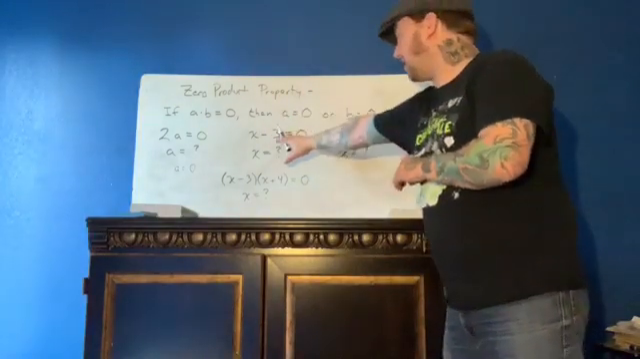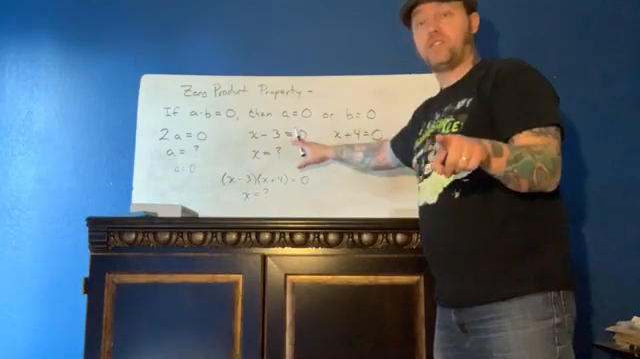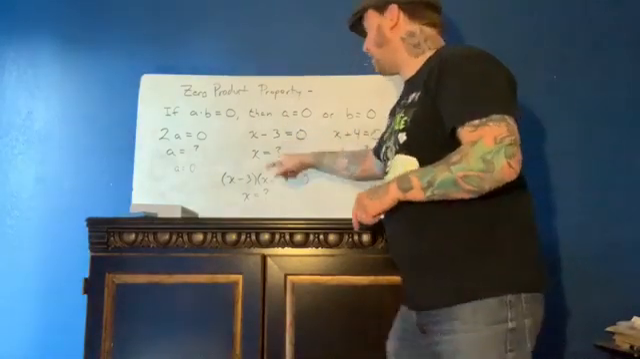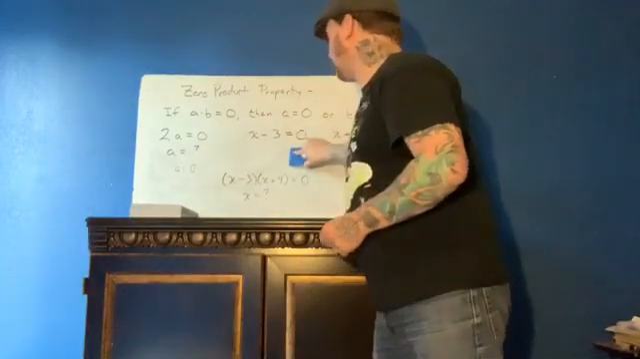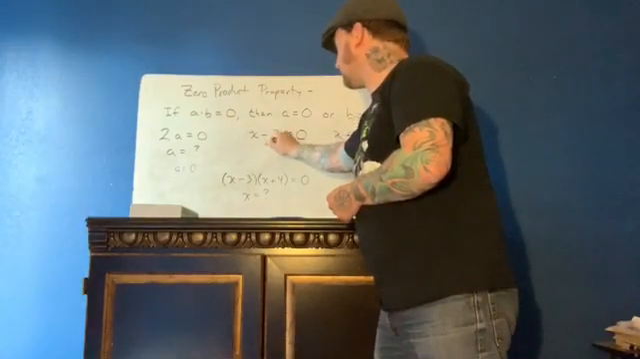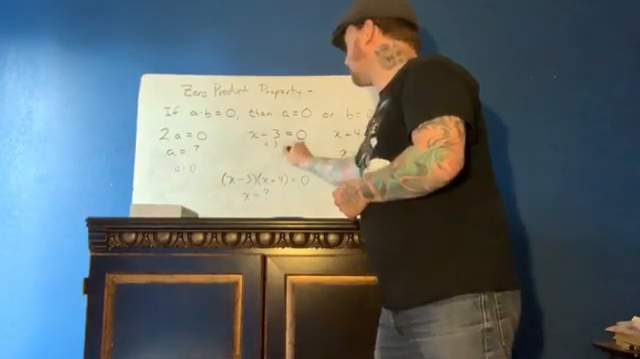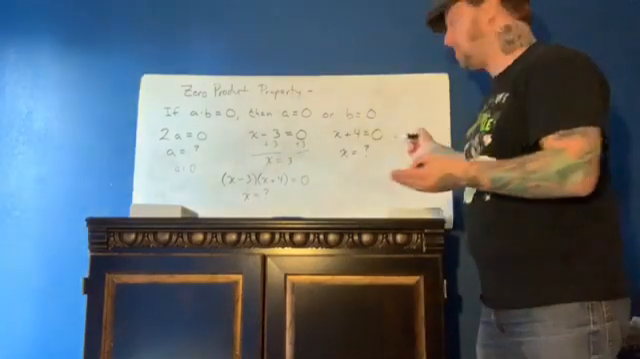Let's go to this. x minus 3 equals 0. Not a product. So we have to solve this, right? We're trying to figure out what x equals. Well, how do we do that? If x minus 3 equals 0, we add 3 to both sides, and x equals 3. Makes sense?